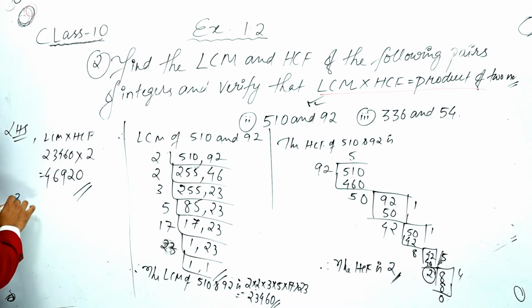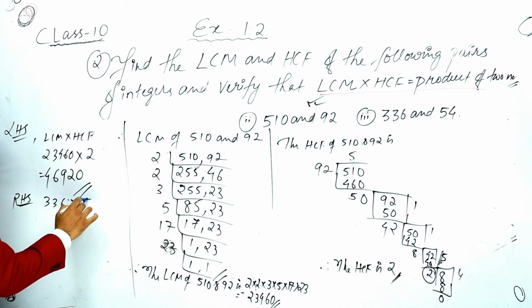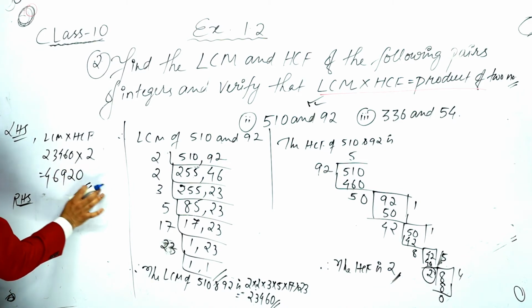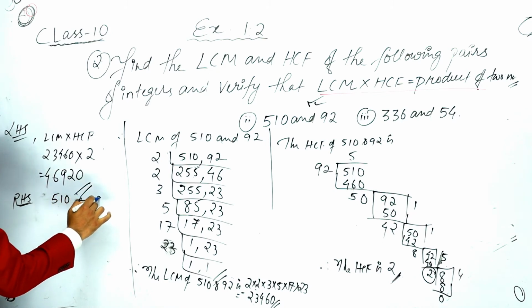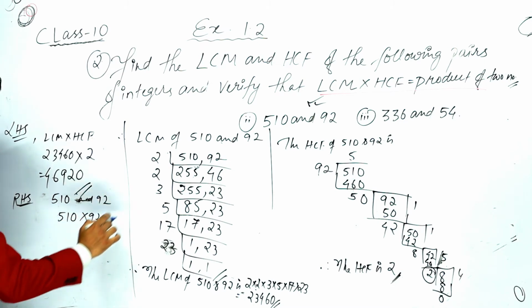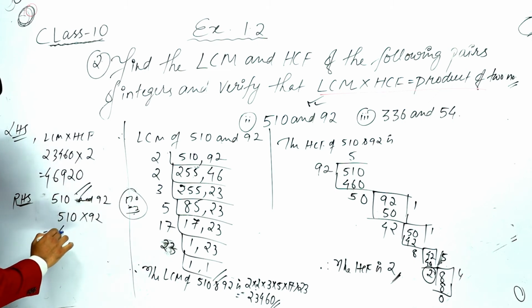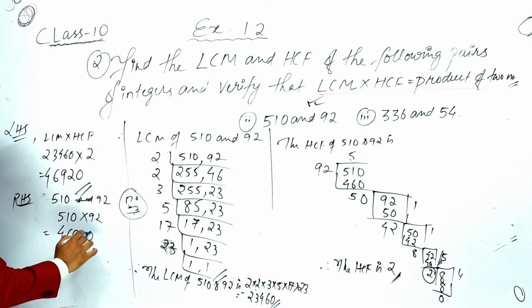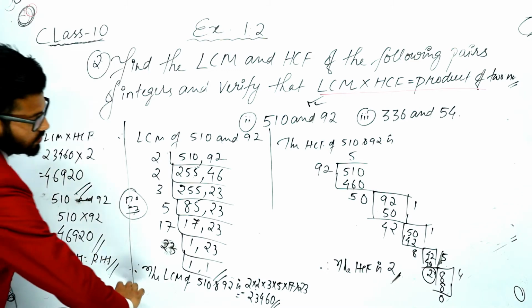Now the right hand side. Right hand side is what? Your 3 3 6 into, oh sorry, that is your 5 1 0 and 92. Let us find the product. It is 5 1 0 into 92. So when you go on multiplying, you will find 4 4 6 9 2 0. So therefore, left hand side is equal to right hand side, which is proof.